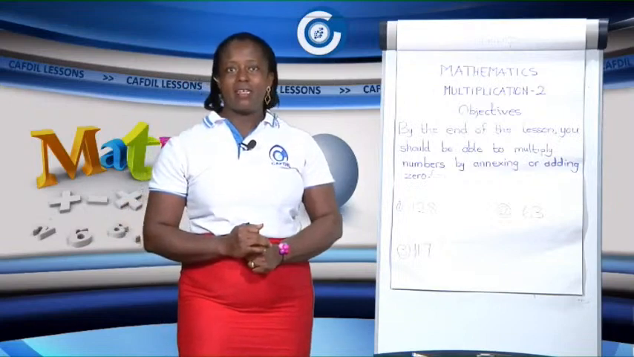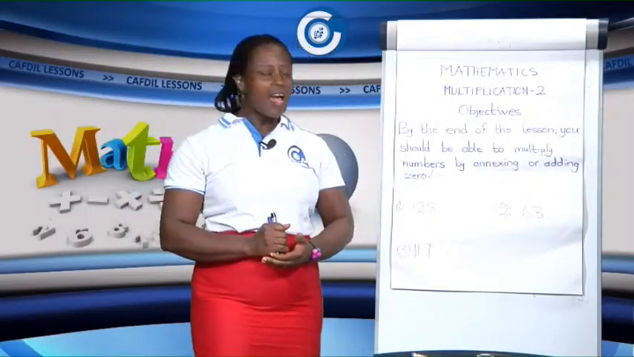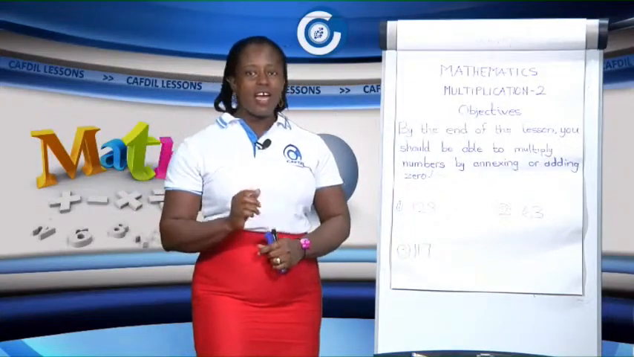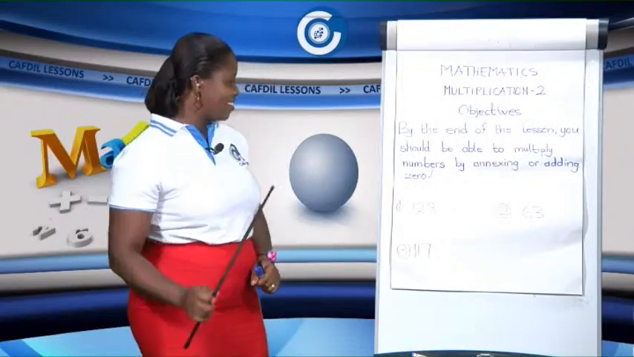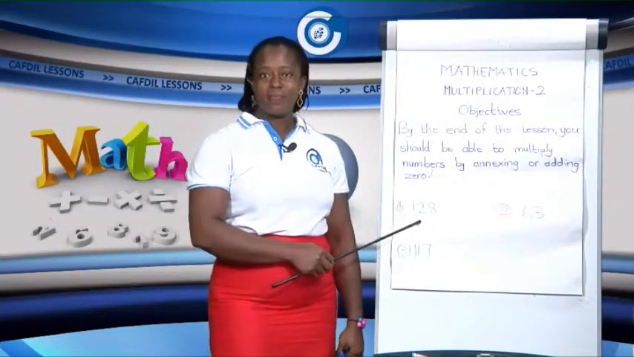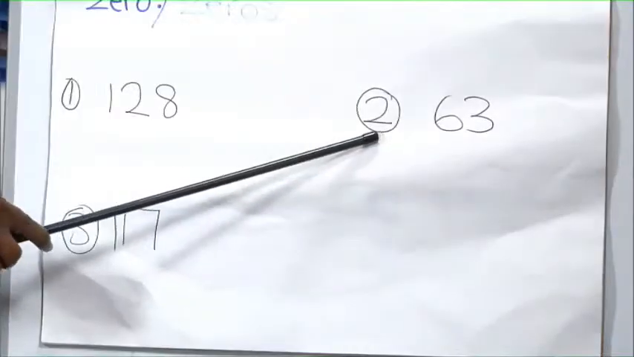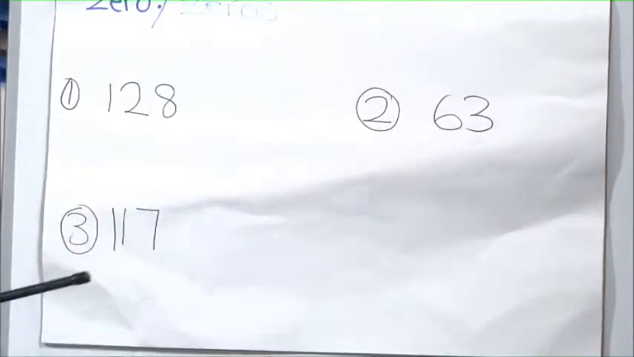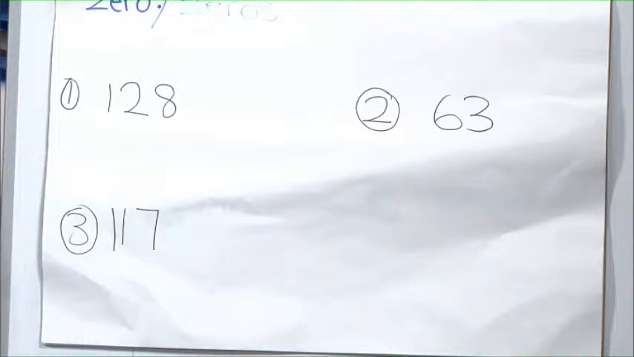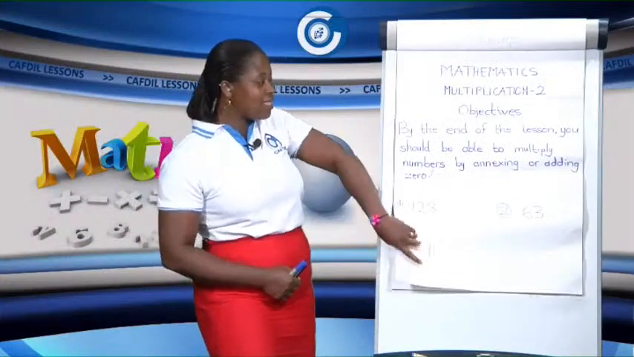Before we begin the lesson, let's go through the homework. I have the answers here, so quickly open and then cross-check your answers with mine. We have the first one to be 128. The next one is 63. And the third one, 117. And I believe you had everything correct. That's good. Now, our lesson for today.